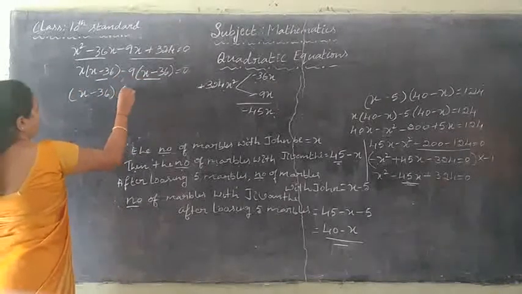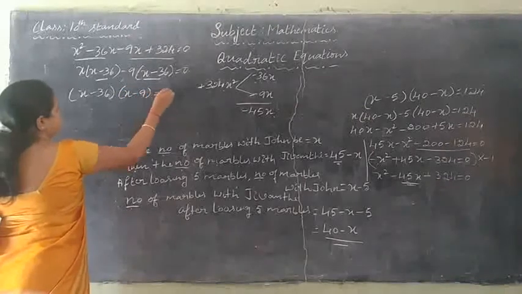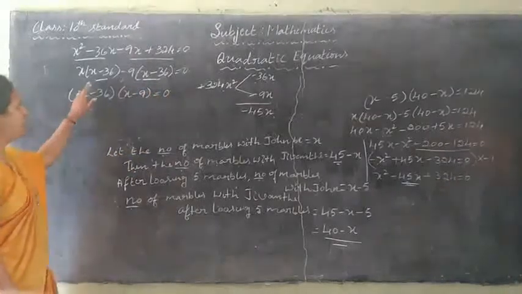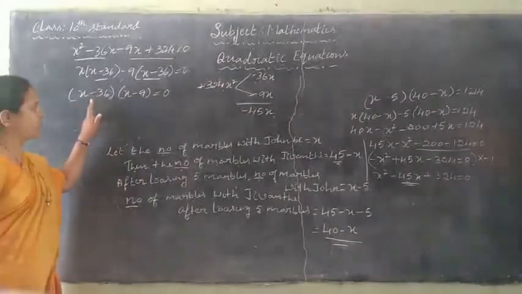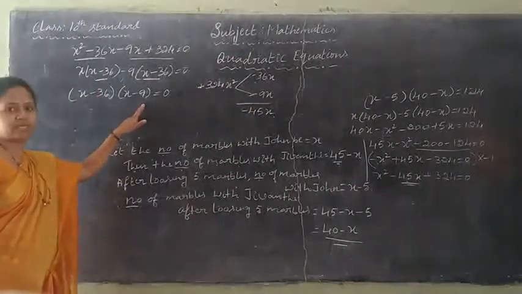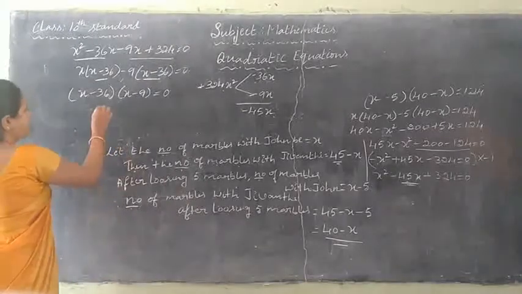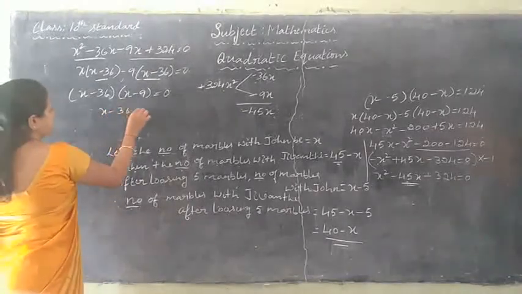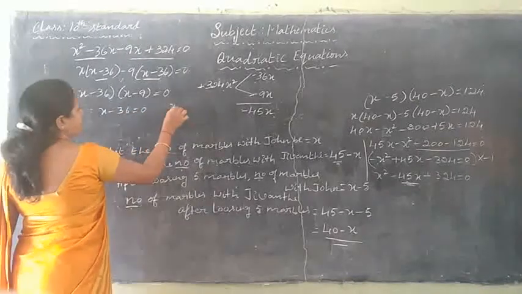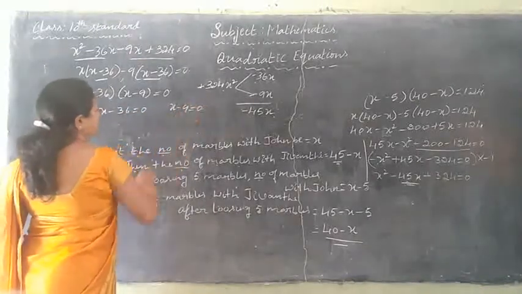Remaining is, children, x minus 9 is equal to 0. So x minus 36 is common, that will take out, and the remaining is x minus 9 is equal to 0. Understood? Now we equate to 0: x minus 36 is equal to 0. In the same way, x minus 9 is equal to 0.